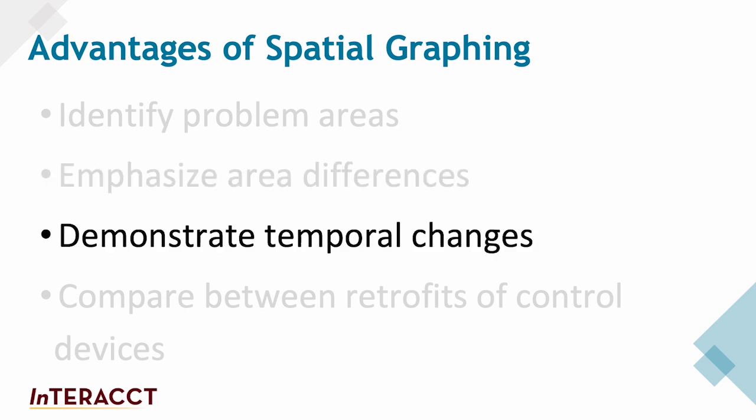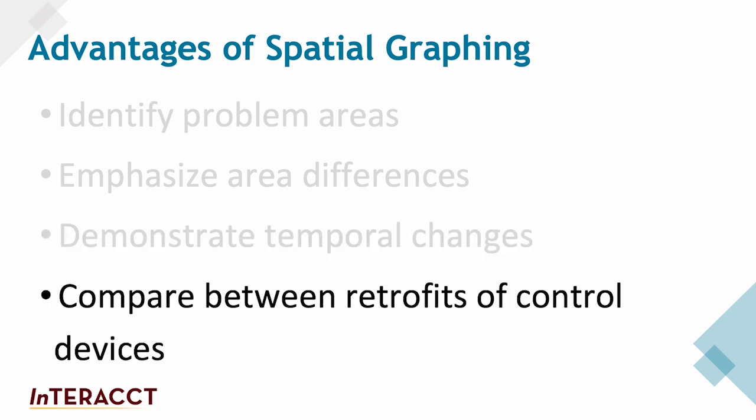If a spatial map is made for concentrations developed, say, in the morning and then one made in the afternoon, then the temporal changes within a plant from morning to afternoon can be highly emphasized with a spatial graphing process that allows for easy visual comparisons between the two. The same is true for comparing improvements, say, after retrofits to control devices.